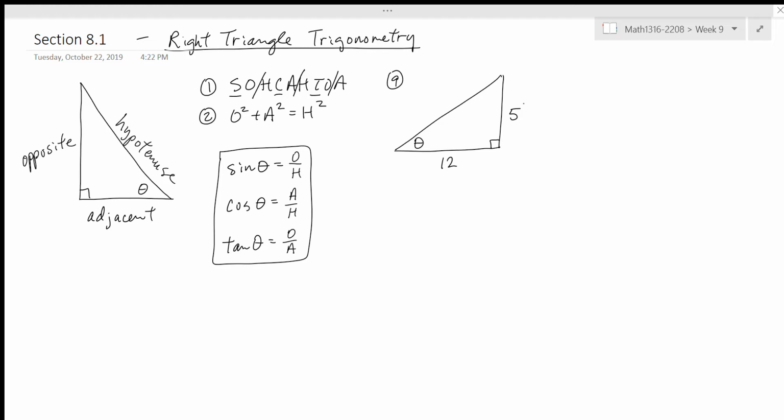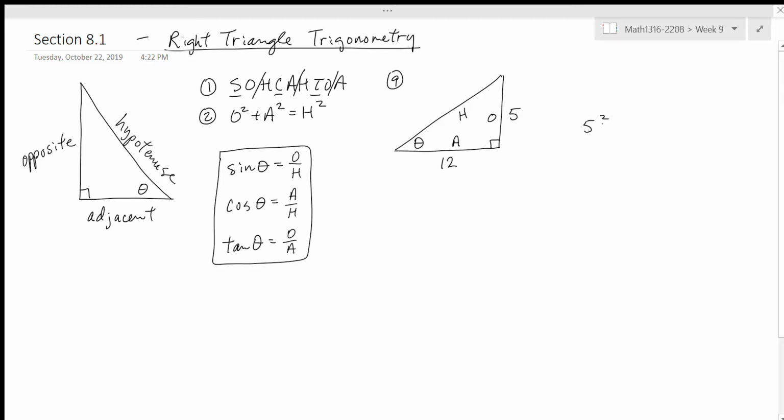Okay. I highly recommend that you label your sides first. So what is the 5 side? Opposite. What is the 12 side? Adjacent. And the one we don't know is hypotenuse. Now, do I need to know hypotenuse to get the 6 trig fractions? Yes, I do. How can I find the hypotenuse? Pythagorean theorem. And now do you see why I didn't make it a squared plus b squared equals c squared? It's because you're going to be using O, A, and H, and that's easier.